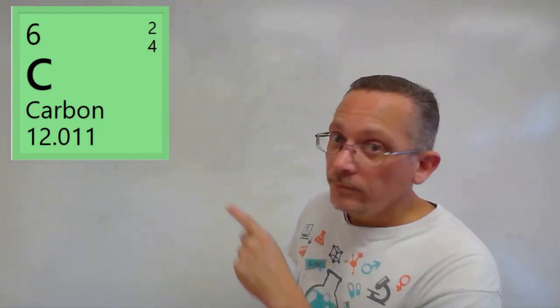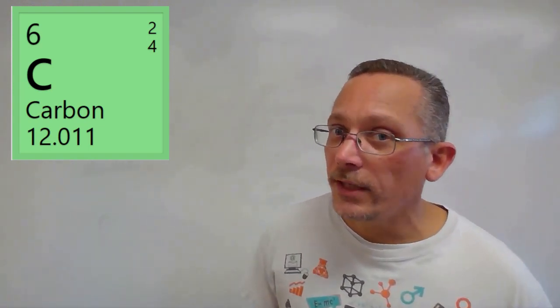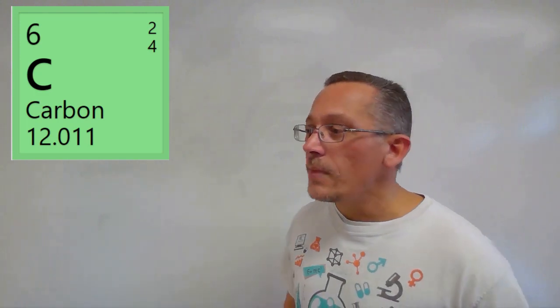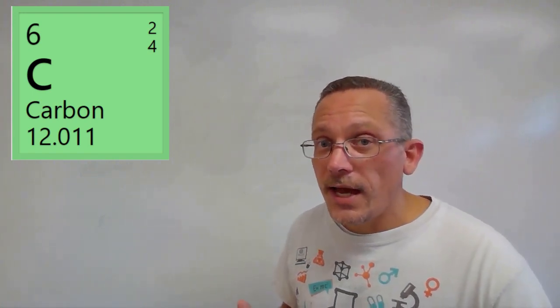So for example, if we look at carbon, you see its number there is 6. We call that the atomic number. Its atomic number is 6. So that tells me it has 6 protons. It has 6 electrons, right? How many neutrons does it have? Well, I cannot easily look at that and tell how many neutrons it has.